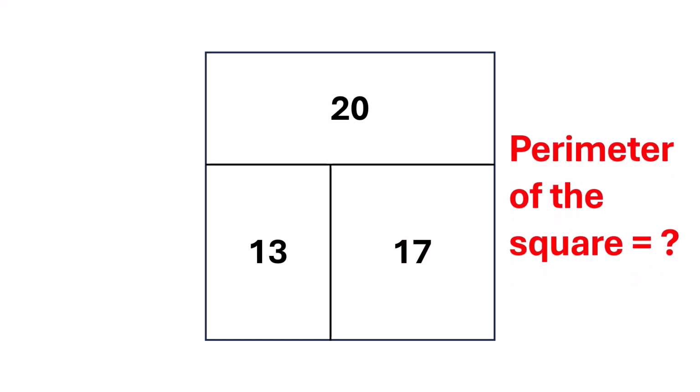Let's break it down step by step and solve it together. Let's assign the lengths like this. The width of the bottom left rectangle is A. The width of the bottom right rectangle is B. The height of the bottom rectangles is C. The height of the top rectangle is D.